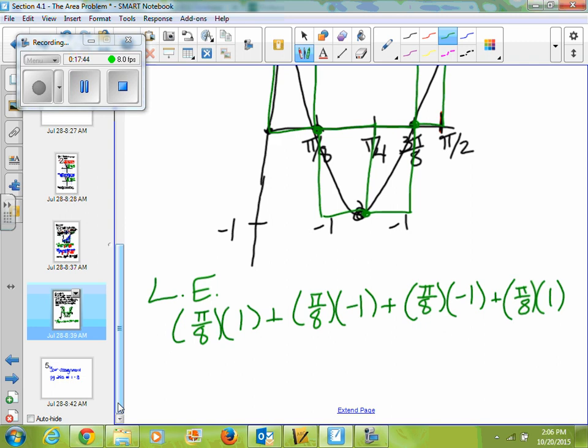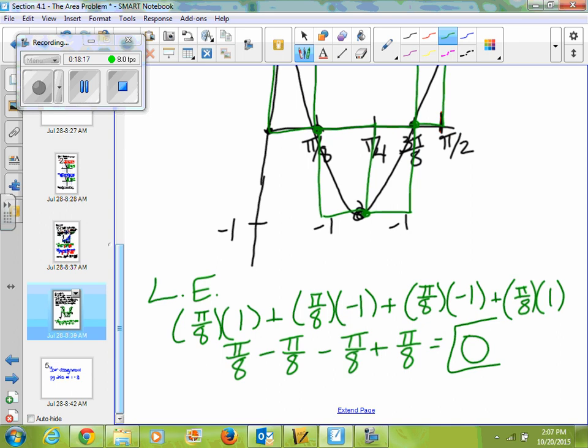Okay, so pi over 8 times 1 is just pi over 8. Pi over 8 times -1 is negative pi over 8. Pi over 8 times -1 is negative pi over 8. And pi over 8 times +1 is positive pi over 8. And so what becomes my area of my lower estimate then? 0. Yep, everything cancels. So the area under my curve for my lower estimate is 0.